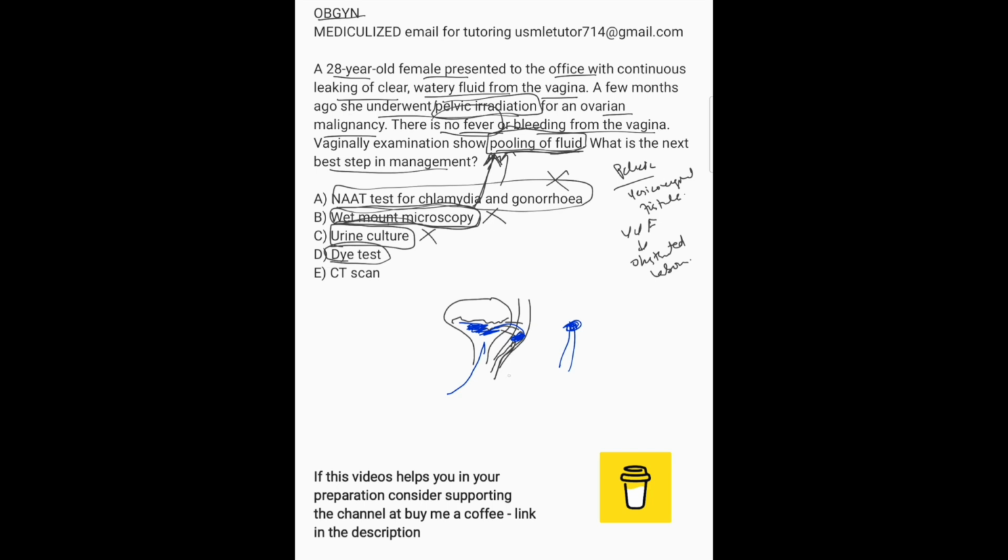But if the defect is small, then you can actually scope the bladder. You can do cystoscopy to visualize small defects which cannot be detected by the bladder dye test. So that would be the right answer here. This is the right answer. And then CT scan is the wrong answer. Usually you wouldn't see the fistulas with the CT scan.